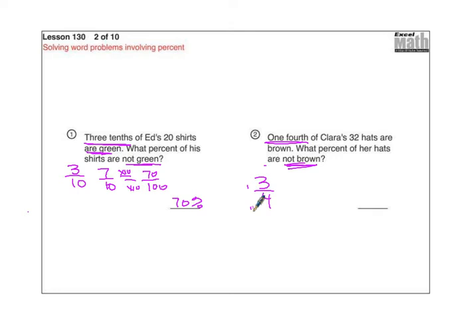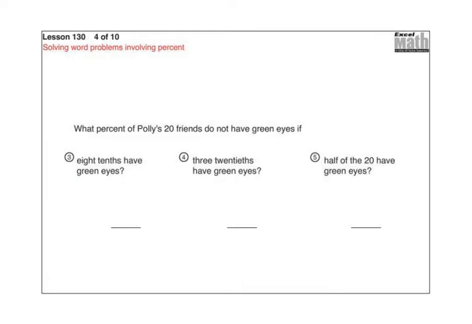Now, is 3 out of 4 a percent? No, because percent is out of 100. So we're going to change this into a fraction that's out of 100. 4 times 25. Good. So the answer is 75%. Beautiful job. Thank you very much. All right, pause the video, do numbers 3, 4, and 5, and then turn it back on when you're ready for the solution.